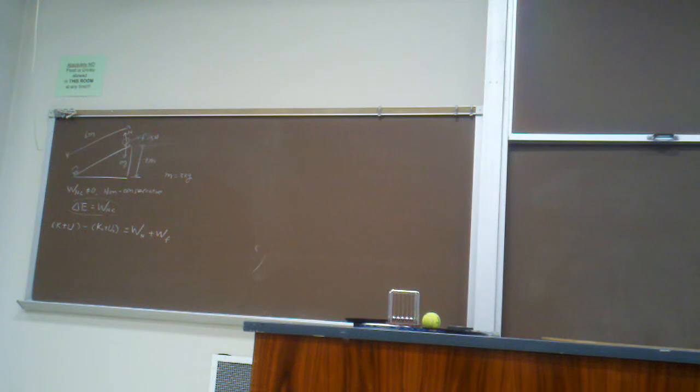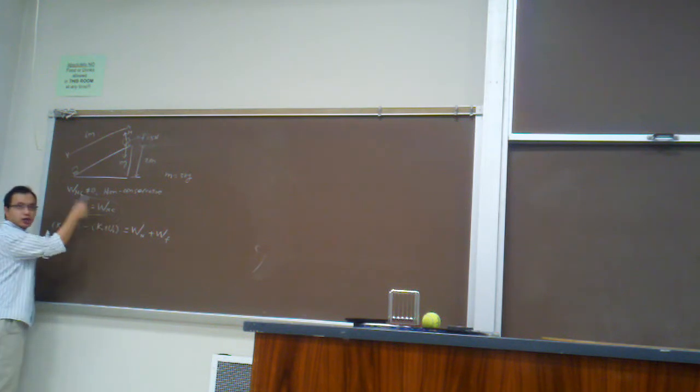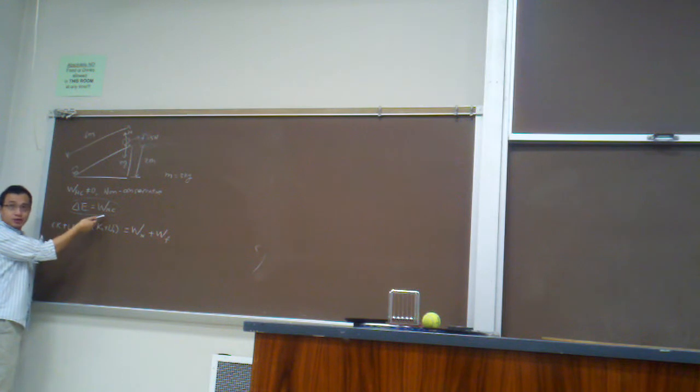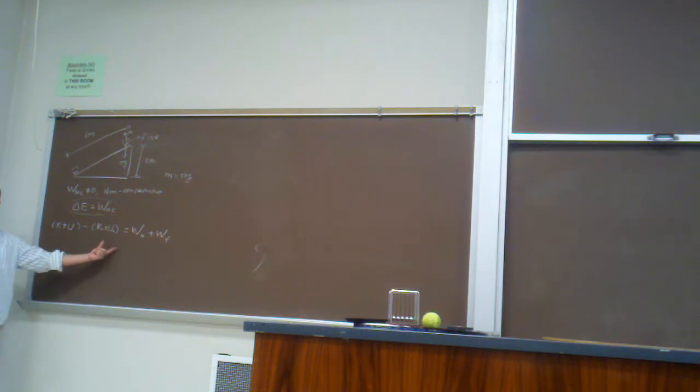So how can we write down this equation? In the formula sheet, of course, you can only find the general equation like this: delta E equals W_NC. For any particular problem, you should write the correct detailed form. For this problem, it looks like this.